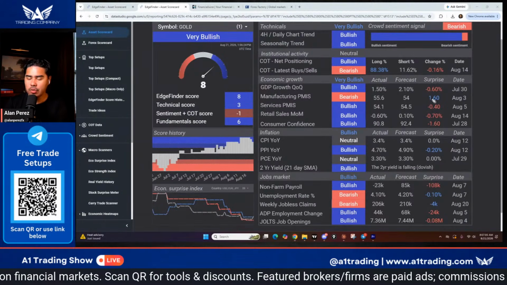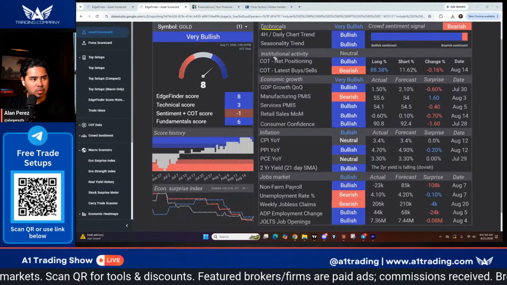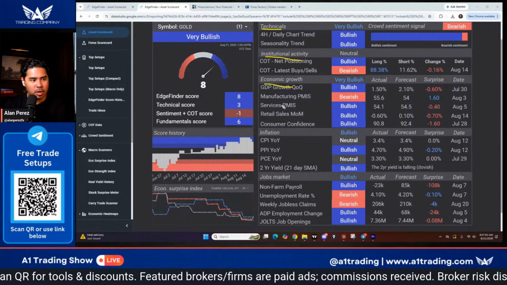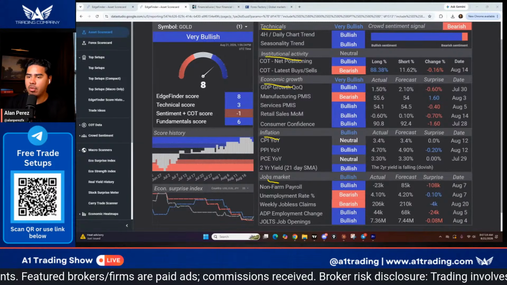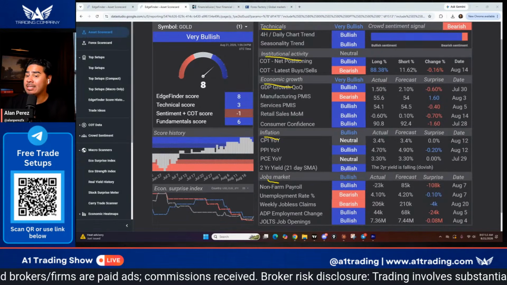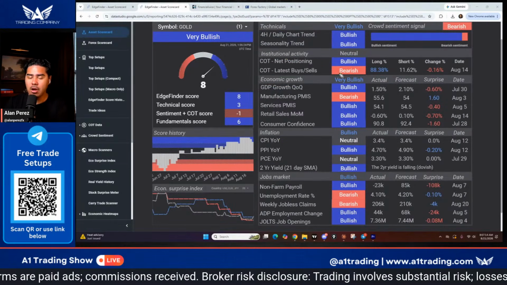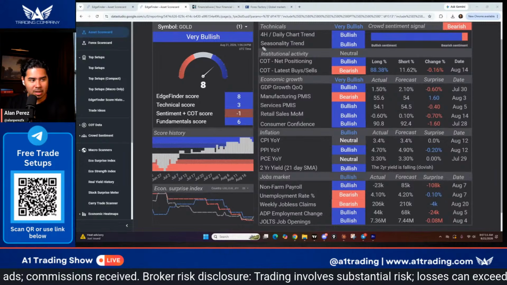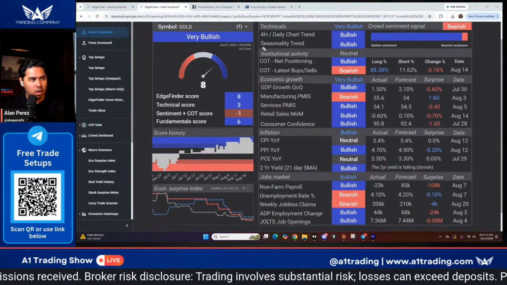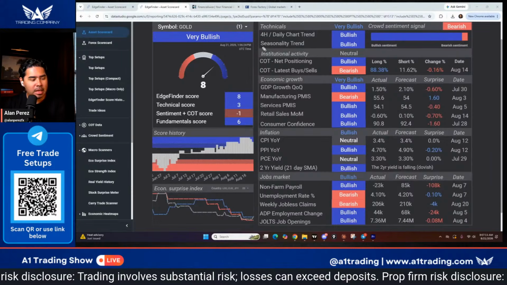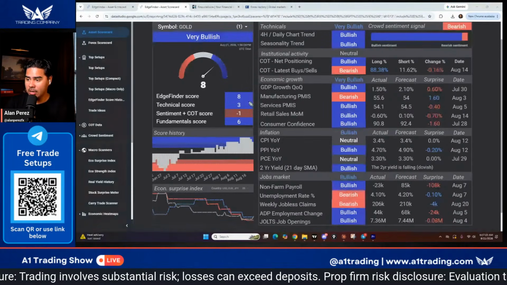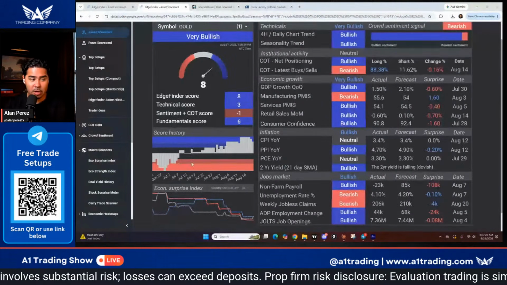But this right here is going to give you all of the technicals, the institutional activity, economic growth, inflation, jobs market, everything that portfolio managers at hedge funds and institutions look at, right? It automatically gathers all of that and compiles it in an algorithm and gives you a score, very bullish or bearish. With this one, Edge Finder is actually notoriously scary good at getting gold right.